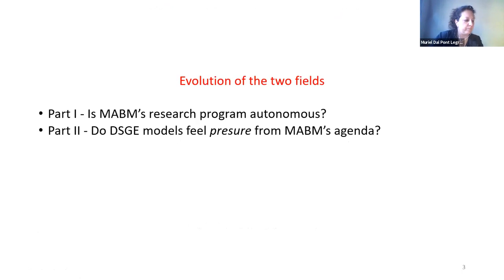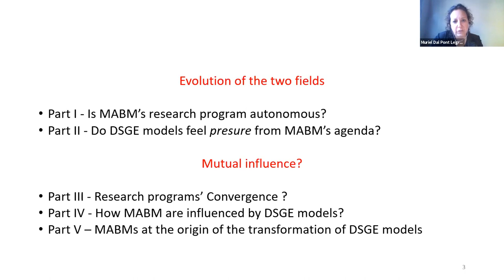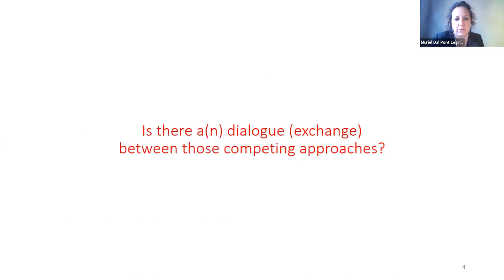So we structure the presentation as follows. In the first two parts, we try to see for each research program how it evolves, and if there is a totally autonomous research agenda. And after, we will examine through different aspects. We do not imagine here that we can cover all the possible ways they could influence each other, but we will try to measure a sort of mutual influence. If there is a convergence between the two programs, if ABM, macro agent-based, influences DSGE or the reverse, and how much? So the idea first is to see if there is a sort of dialogue or exchange between the two competing approaches.